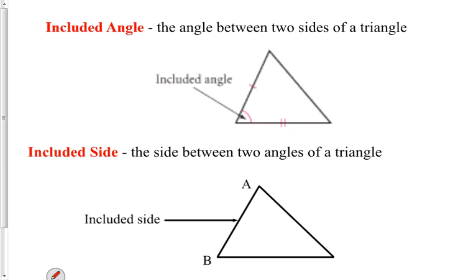Same thing with an included side. Well, every side is between two angles, but if we identify two angles, then the included side is the one in between those two angles, and you can see it labeled in that diagram. And this is going to be important moving forward to distinguish between some of the triangle congruency shortcuts.